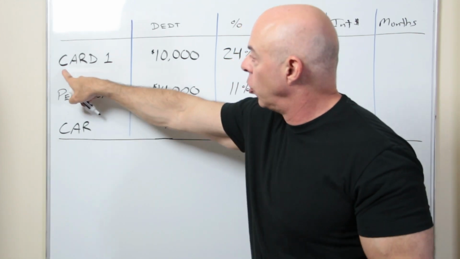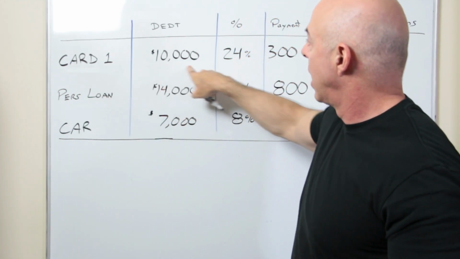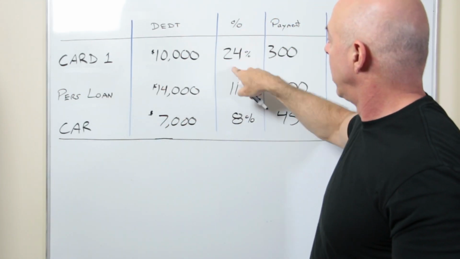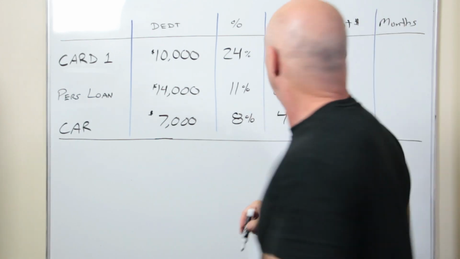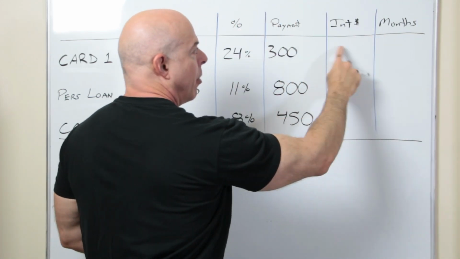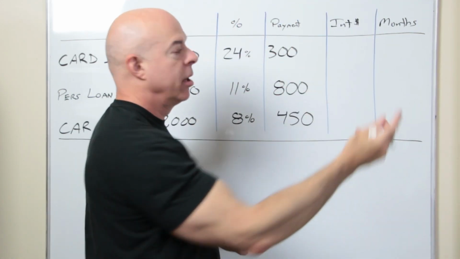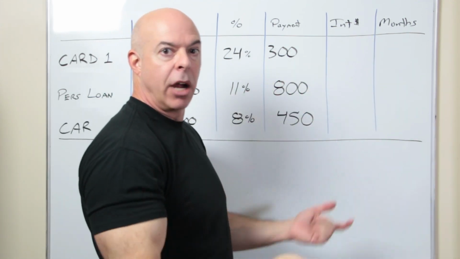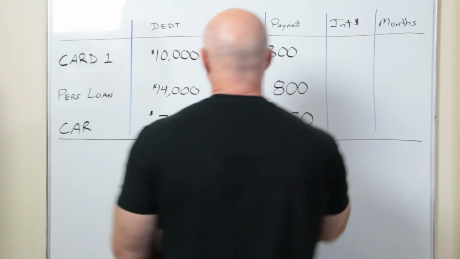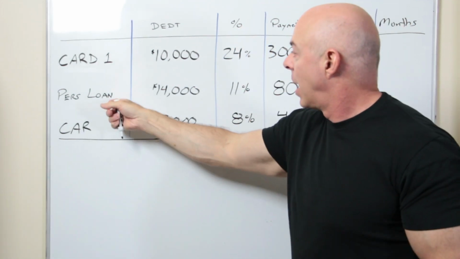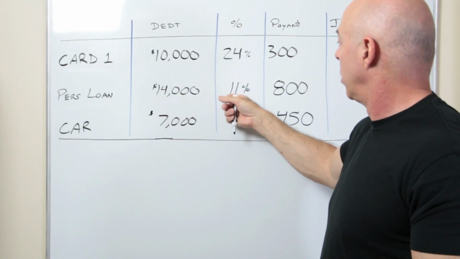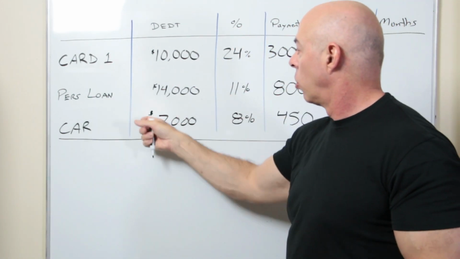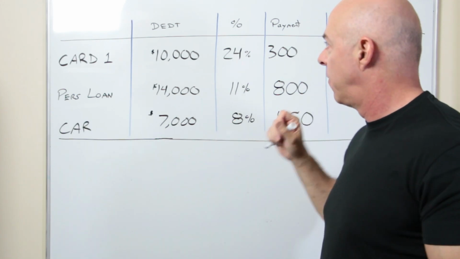In this case, we're going to assume 1 credit card, $10,000 debt, 24% interest rate, and a payment of $300. You'll see these 2 columns. How much interest will you pay over time? And how many months will it take you to pay it off? These will pre-populate because they'll be calculated based on what you put in. You just have to put in these 3. We've got, as an example, personal loan, $14,000, 11%, $800 a month. Car loan, $7,000, 8%, $450 a month.